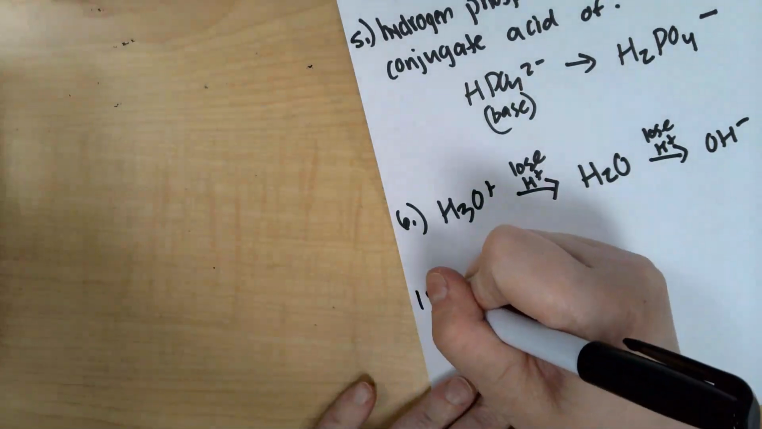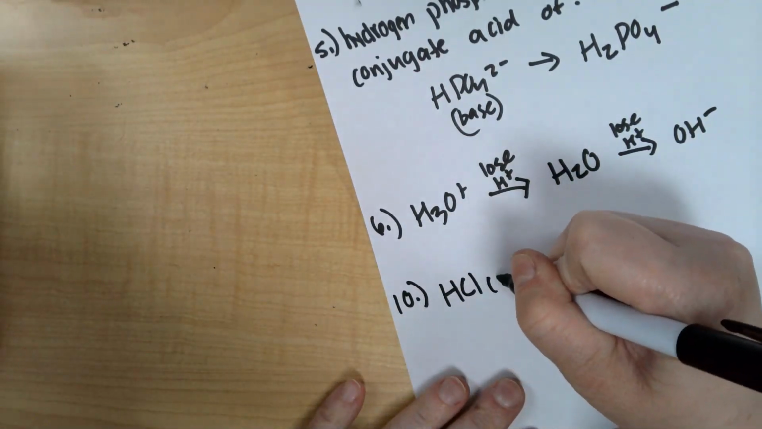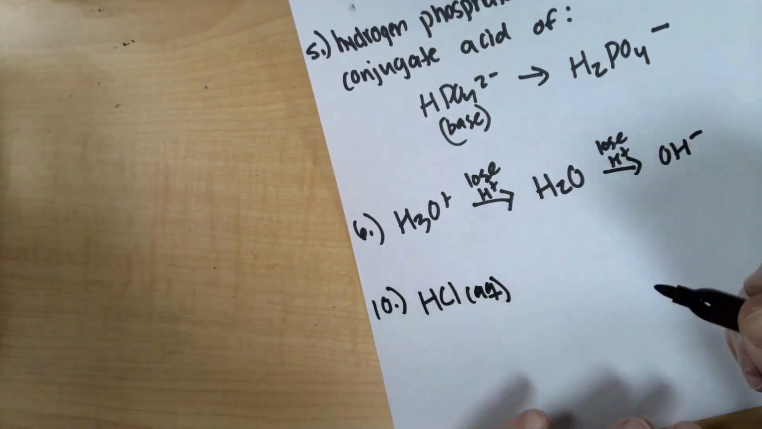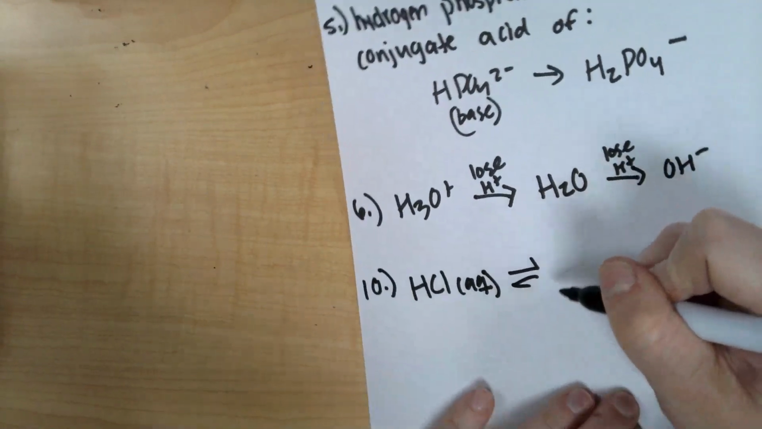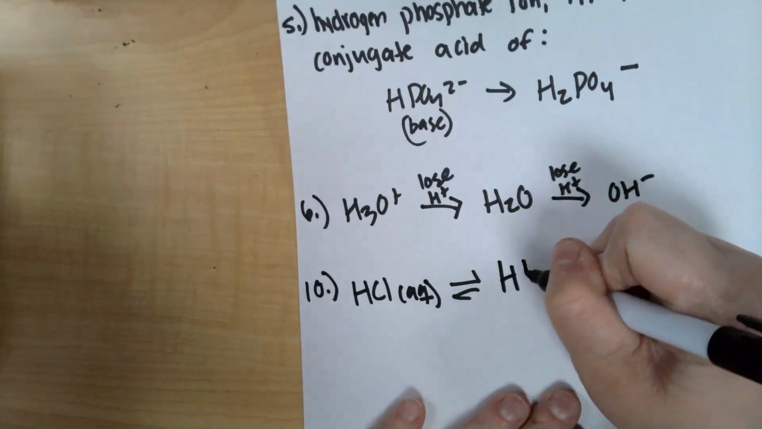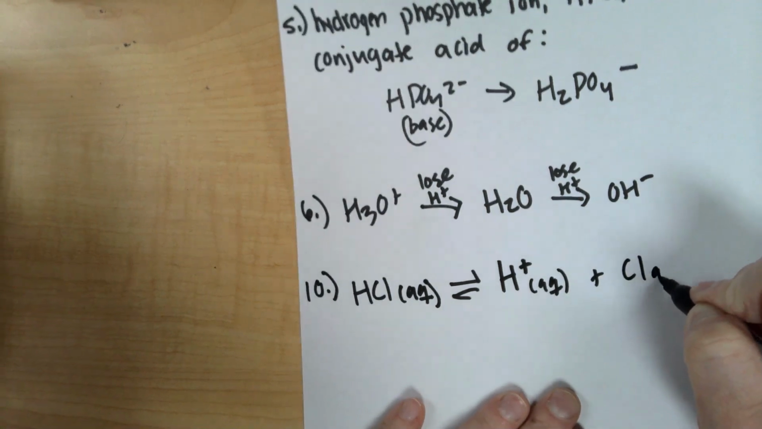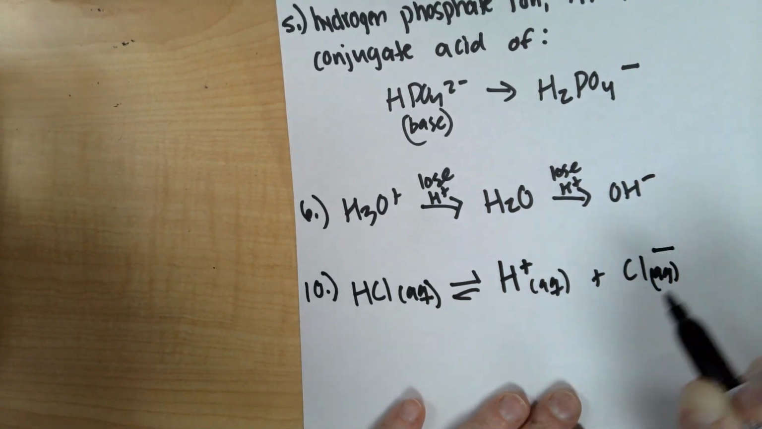So let me use an example of a strong acid. A strong acid is hydrochloric acid. When this dissolves in water, we're going to end up with the aqueous H plus ion and the aqueous chloride ion here.